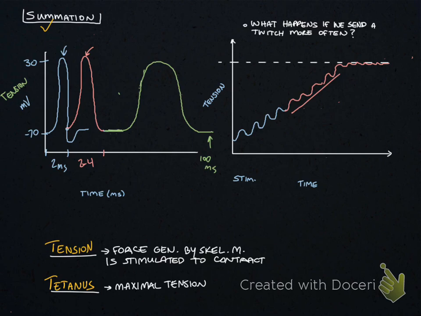Okay. And just so that we're clear, make sure you know what summation is. That's by adding another stimulus before the muscle is completely relaxed. You increase the tension. That is summation. This doesn't work with neurons. Action potential is an all or nothing type of thing. This only works with muscle cells. So you can only have summation with muscle cells. So make sure that you know those definitions.